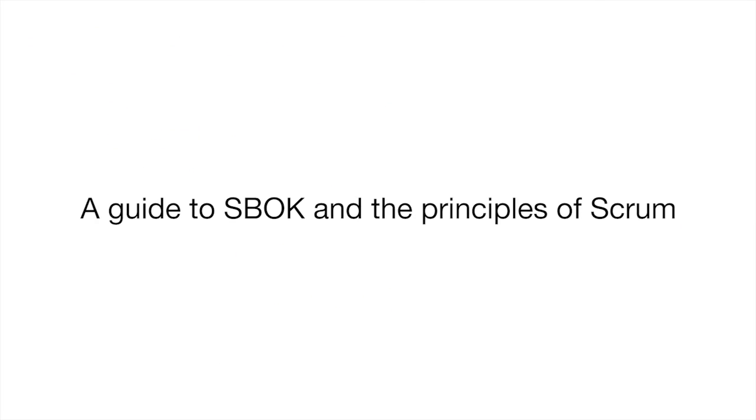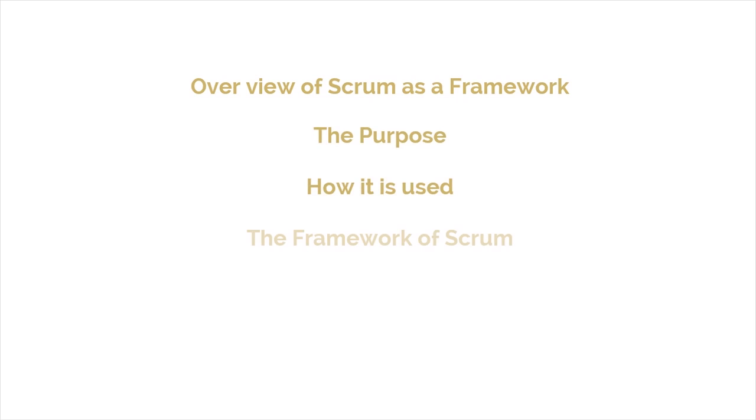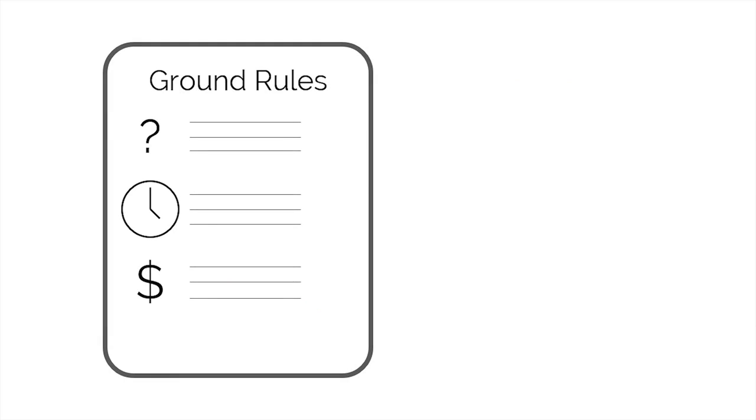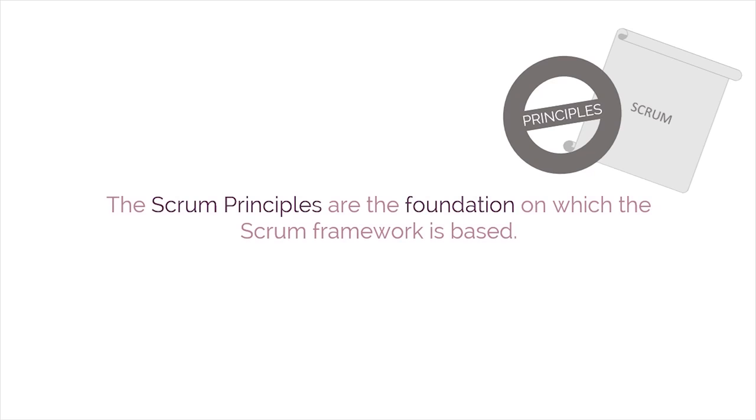In our introduction to the SBOK guide, we covered an overview of Scrum as a framework, the purpose, how it's used, the framework of Scrum, and how it differs from other traditional project management methods. Now that we have quite a bit of information about Scrum, it's time to share the ground rules governing Scrum as a framework. These ground rules are the Scrum Principles. And the Scrum Principles are the foundation on which the Scrum framework is based.